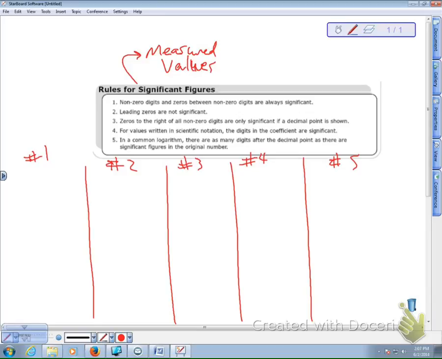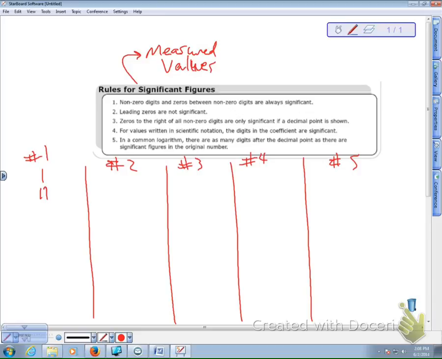But rule number 1 says non-zero digits and zeros between non-zero digits are always significant. So what we mean by non-zero digits are like the number 1, the number 11, the number 252. In each of those numbers, each digit is significant. If there's a number there, that indicates a measurement has taken place.